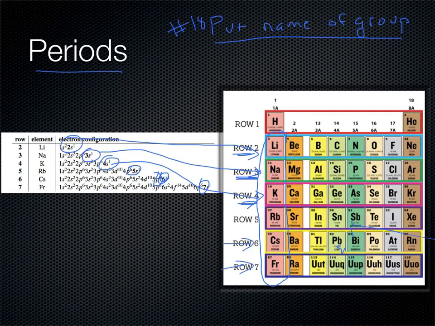So you should be able to look at an element like rubidium, and say, oh look, it's in row 5. We know it's in group 1A, therefore it should be a 5S1. You should be able to do that. Or we could say lithium. Hey, that's in row 2, so it must be a 2S1.